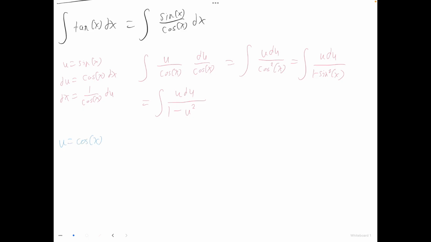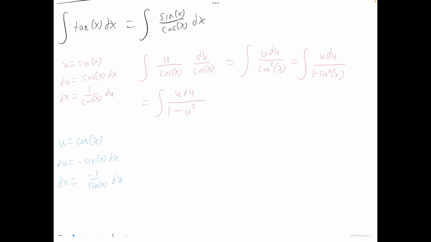And the hint of why this is a good selection is when you take du, you'd get negative sine of x dx. And notice, sine of x dx is sitting inside of the thing we're taking the antiderivative of. So we're just off by a negative, which is really great. And so that's a good sign that u being cosine is a much better choice. But you can make it work the other way. And then dx is going to be negative 1 over sine of x du.